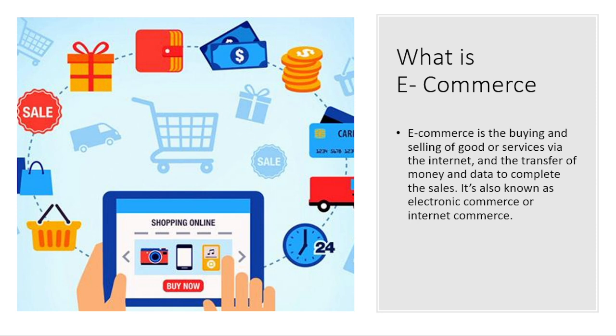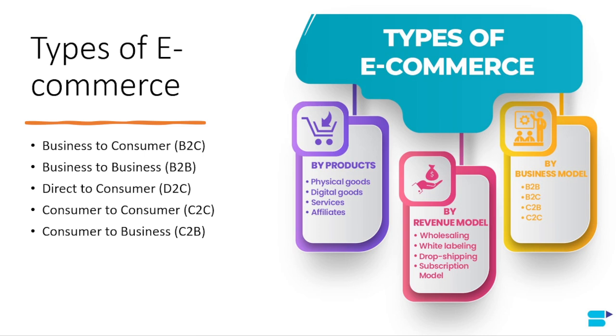Now we are going to understand different types of commerce that are there. So technically we have 5 different types of commerce. So the first one here is business to consumer. The second one is business to business. Third one is direct to consumer. Then you have consumer to consumer, and finally consumer to business.